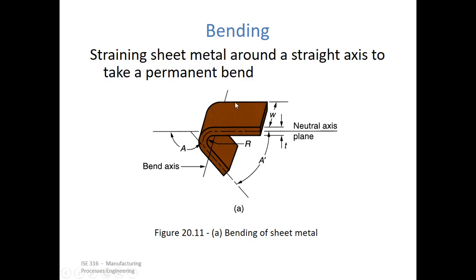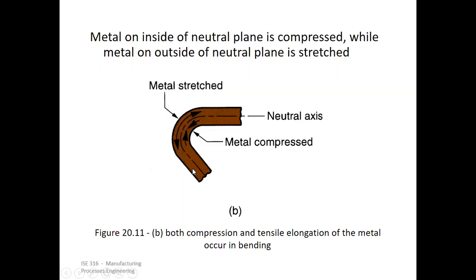And this is the bend axis. Needless to say, this is the axis about which the sheet is bending. That's why it's called the bend axis. And you see, the metal on the inside of the neutral plane is compressed, as I explained in the last slide, while the metal on the outside of the neutral plane is stretched, and the neutral axis remains undeformed, and does not undergo either compression or tension. Both compression and tension elongation of the metal occur in bending, isn't it? So that's what we are trying to emphasize here.